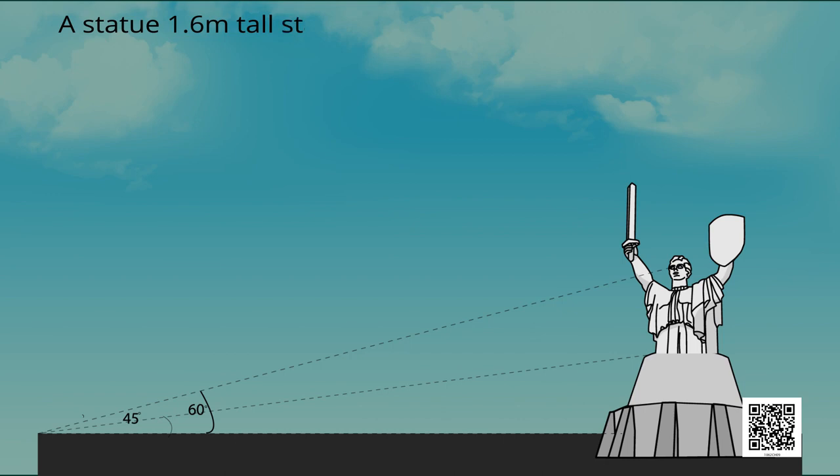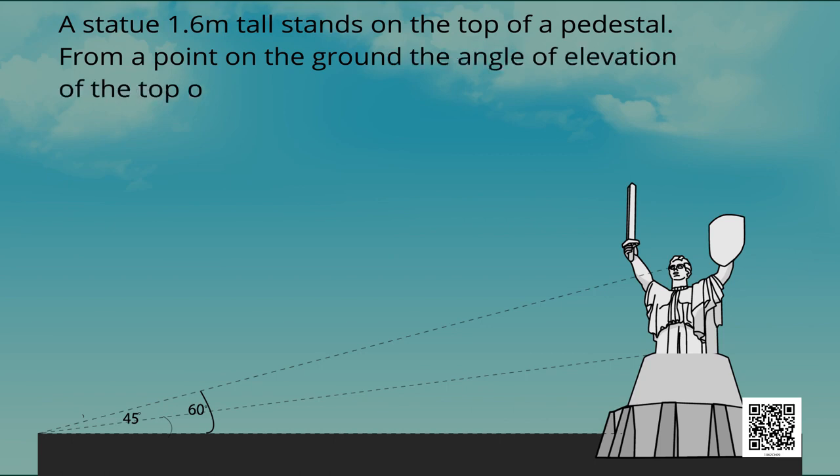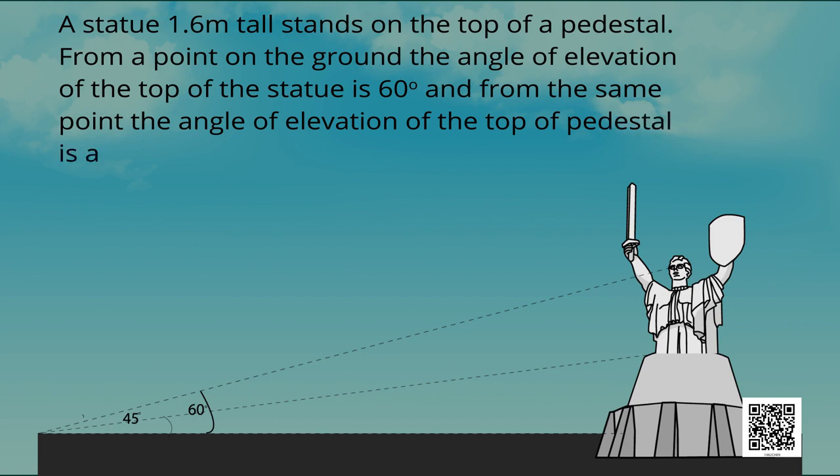A statue 1.6 meter tall stands on the top of a pedestal. From a point on the ground, the angle of elevation of the top of the statue is 60 degree, and from the same point, the angle of elevation of the top of the pedestal is 45 degree.